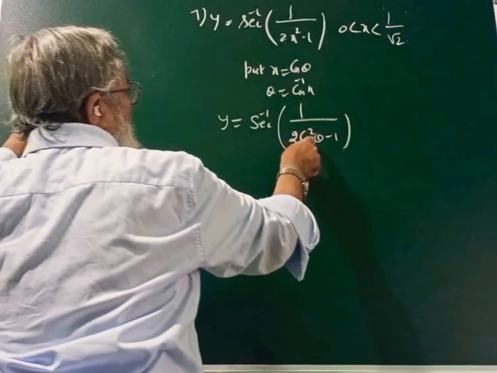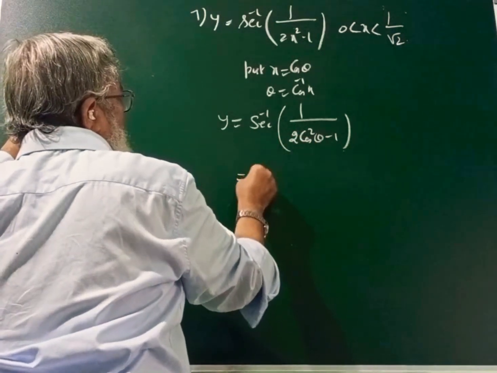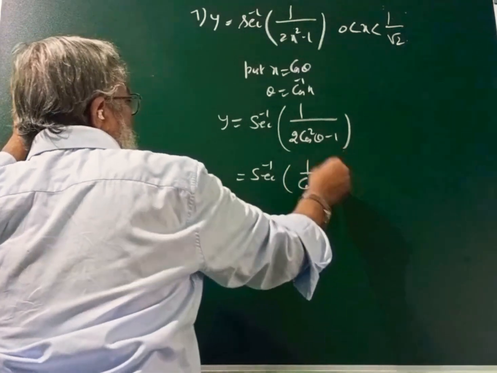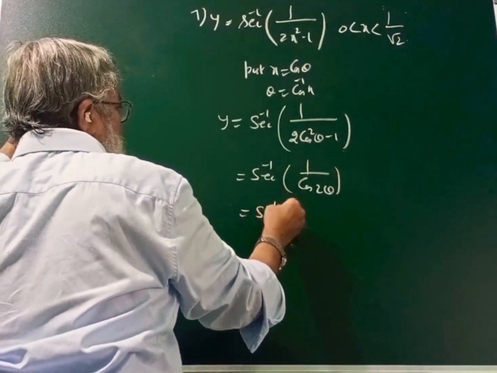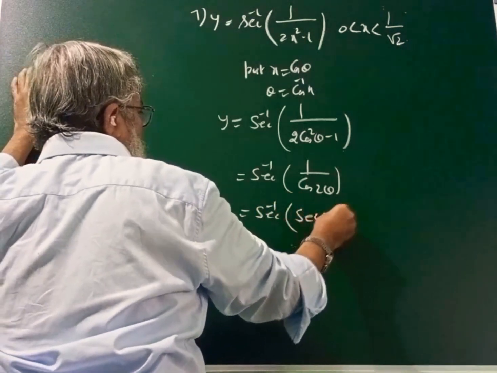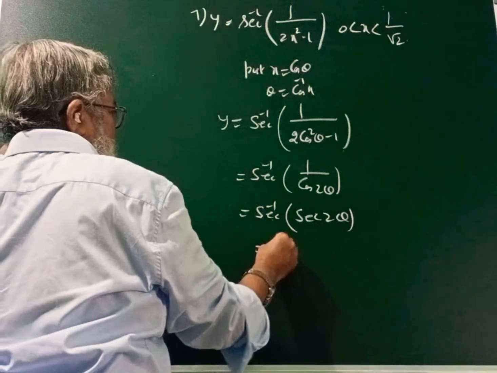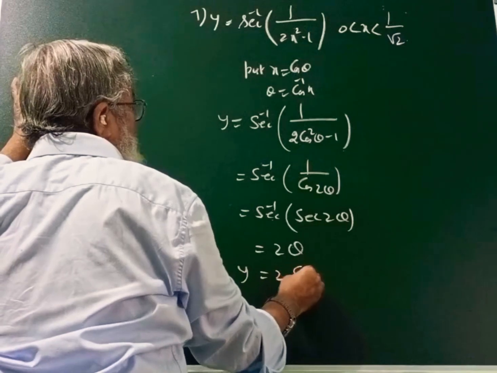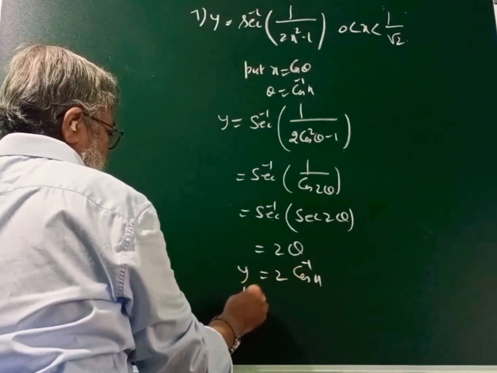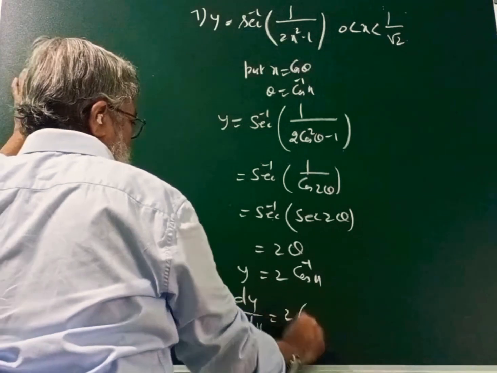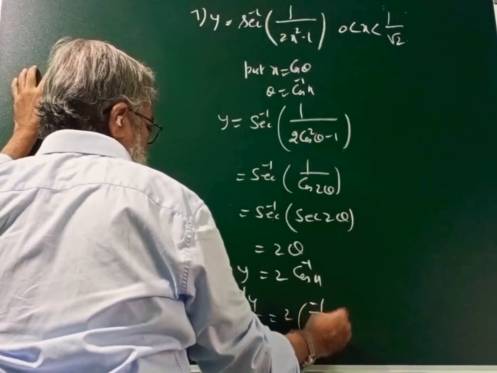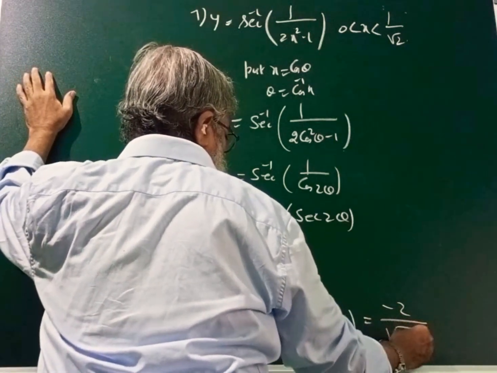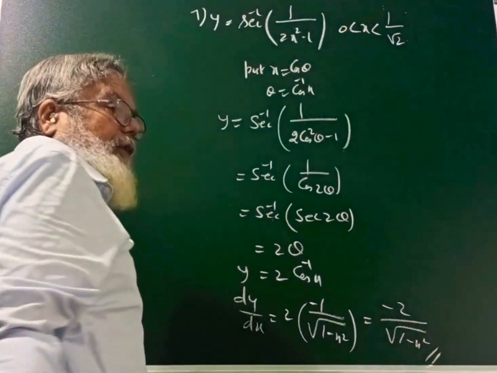We remember the trigonometrical formula: 2 cos square theta minus 1 is equal to cos 2 theta. And 1 by cos 2 theta, we know, is sec 2 theta. Now sec and sec inverse cancel each other, giving 2 theta. Substitute the value of theta, it is cos inverse x. Now we can differentiate easily. dy by dx is equal to 2 into minus 1 by under root 1 minus x square, or minus 2 by under root 1 minus x square is the value of the derivative.